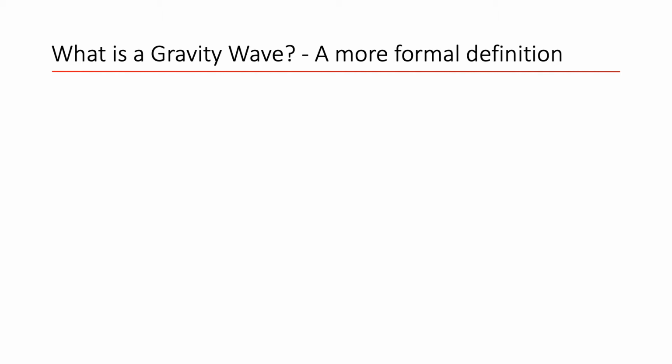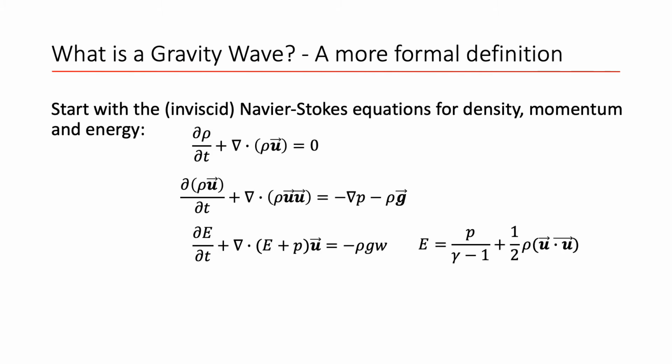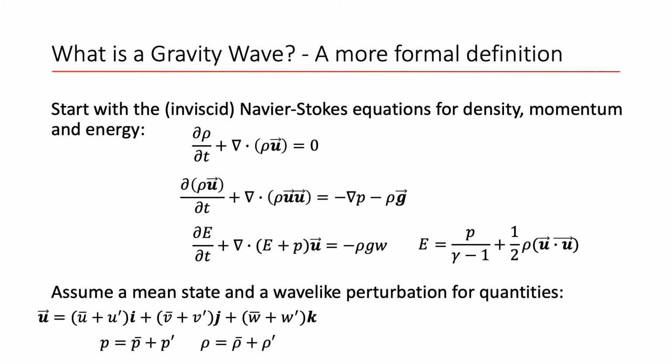So for a more formal definition of gravity waves, we begin with the inviscid Navier-Stokes equations, which represent conservation of density, momentum, and energy respectively, with the energy partitioned into the internal energy and the kinetic energy. We then assume that the state variables are made up of a linear combination of a mean background state and a wave-like perturbation of the quantity.